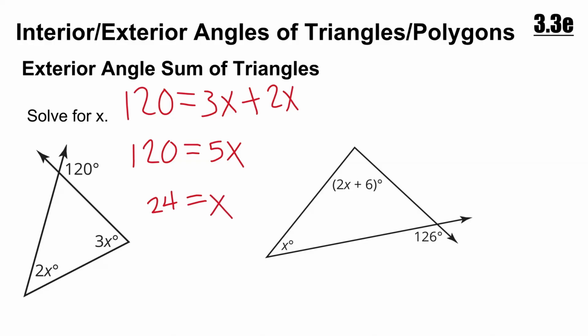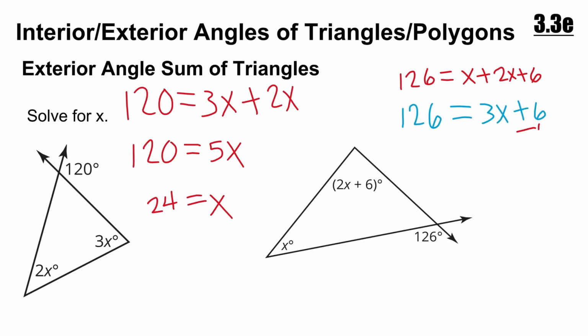For the second triangle, to solve for x, write the equation 126 equals x plus 2x plus 6. Next, combine like terms. So add x plus 2x to get 126 equals 3x plus 6. Then, subtract 6 from both sides to get 120 equals 3x. Finish by dividing both sides by 3 to get 40 equals x.